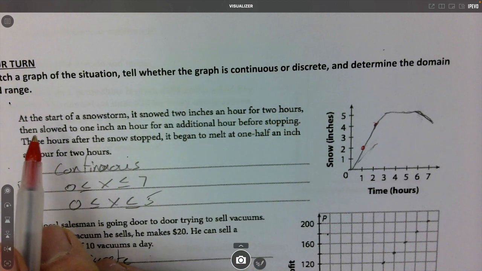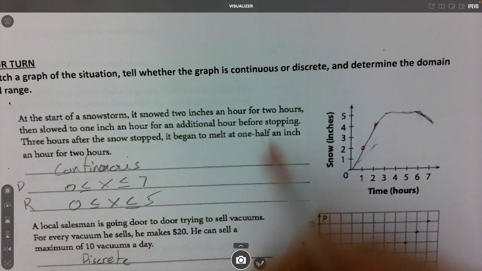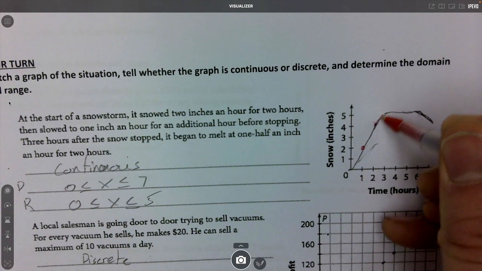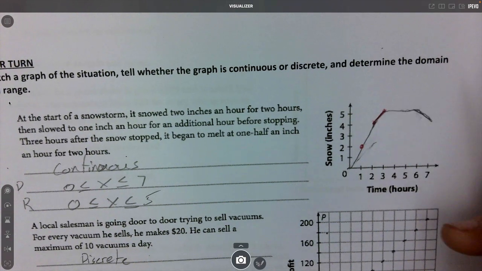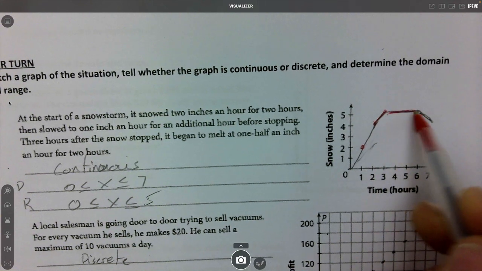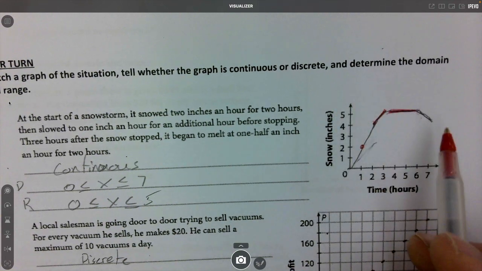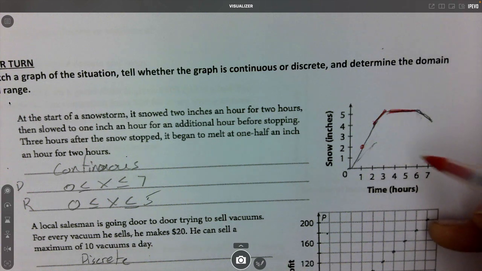Hooray. Then it slowed to 1 inch an hour. That is the gradual slope here. That's 1 inch for 1 hour. It stopped for 3 hours. It stays the same and then it begins to melt.